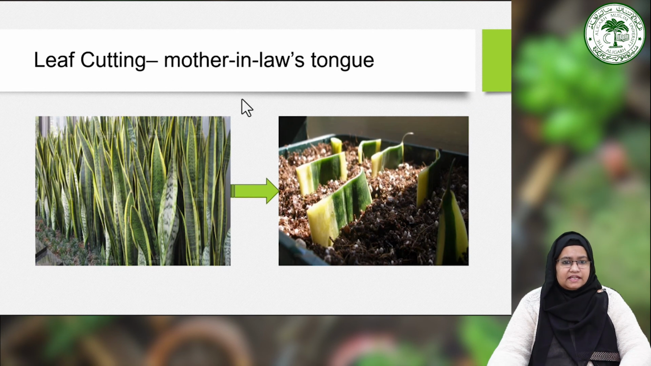Here we can see the plant mother-in-law tongue, where propagation is by leaf cutting. Here we have cut different sections of the leaf. These sections can now be propagated as new planting material.